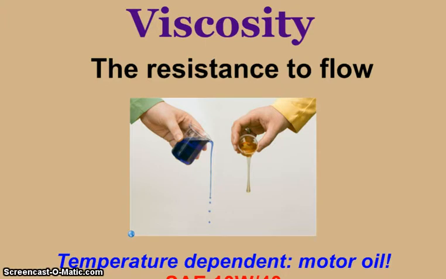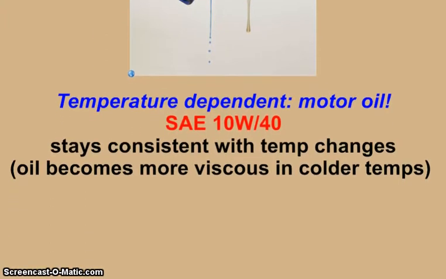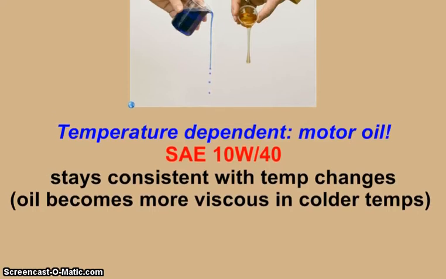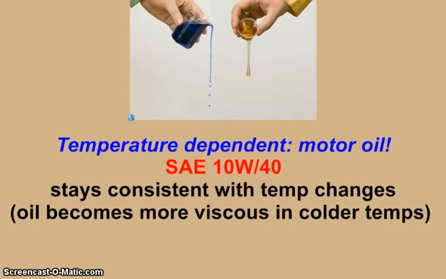Viscosity is also affected by temperature. If you've ever taken syrup out of the cabinet and poured it onto your pancakes, it flows a lot slower than if you put it in the microwave first, heat it up, and then pour it. It would pour a lot faster.